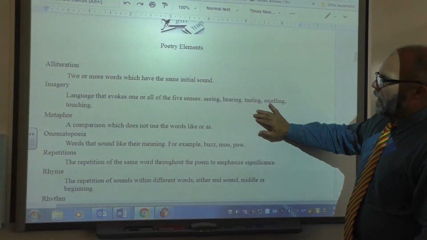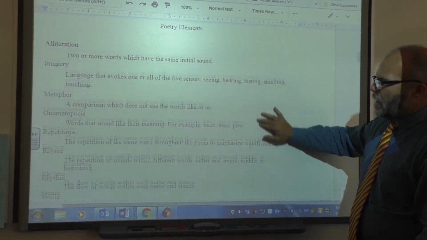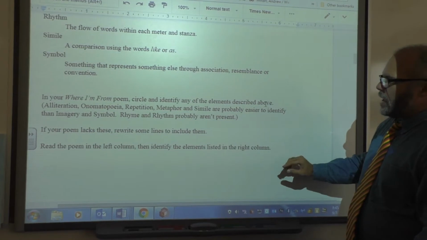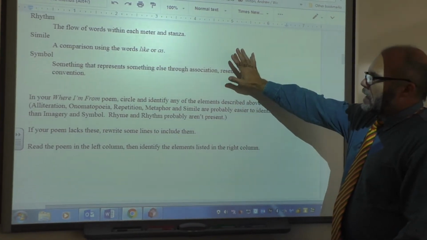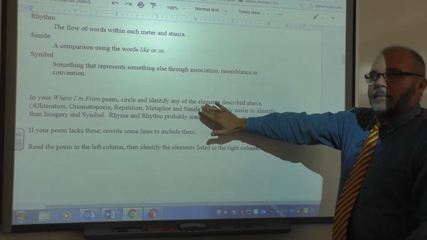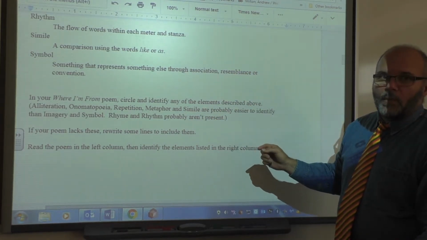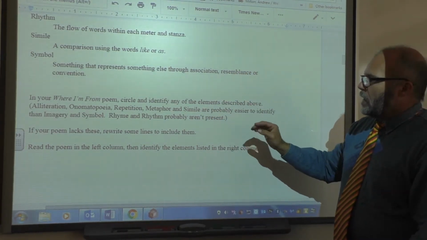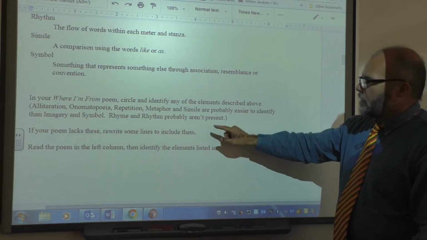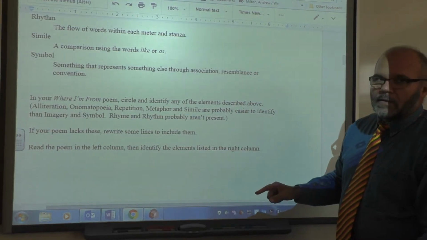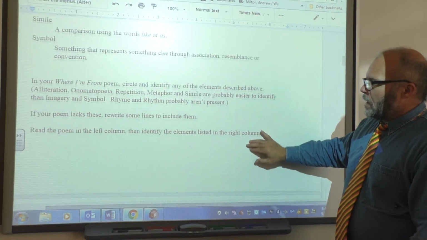At the bottom, we described free verse poetry a little bit. Then we talked about the poetic elements. We have those there. You'll notice what I didn't tell you yet. After knowing the elements, I want you to go back to your Where I'm From poem and identify any of those elements that you see in your own poem. If you don't have any of these elements at all, I want you to go rewrite part of your poem to include some of that.